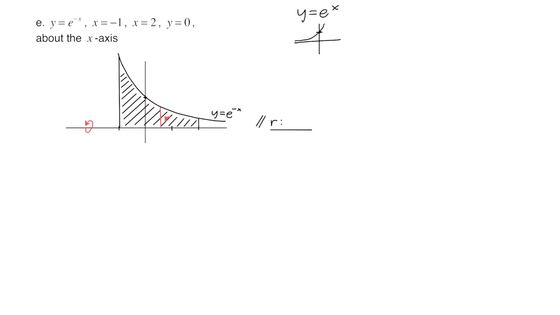Then you have x equals -1, which is right here. We have x equals 2, which is over here. And y equals 0, which is essentially the x-axis. So here's your shaded region. And I drew my axis of rotation arrow.